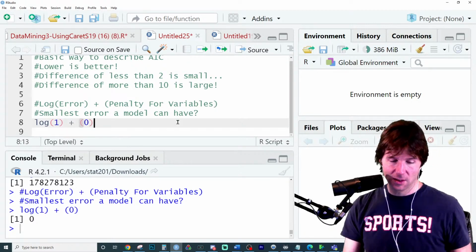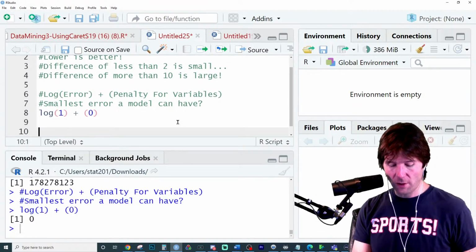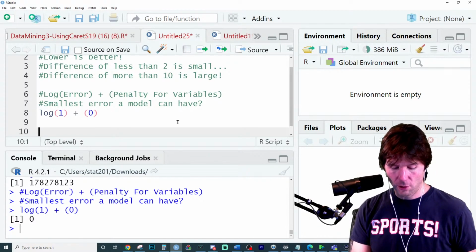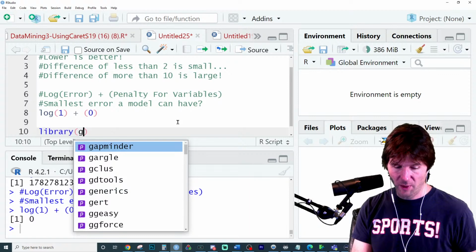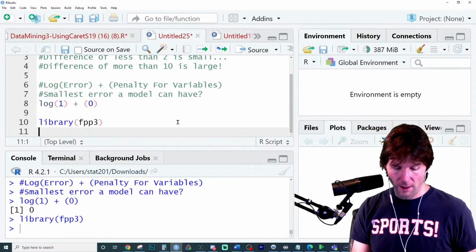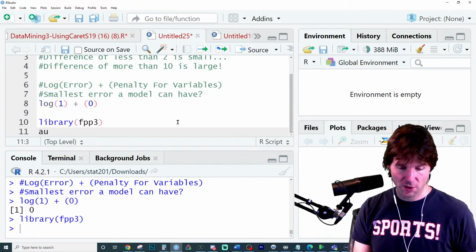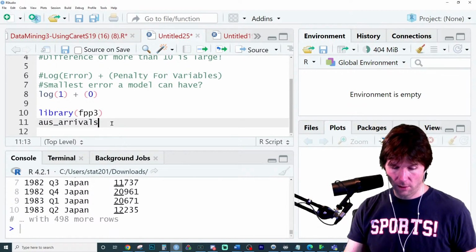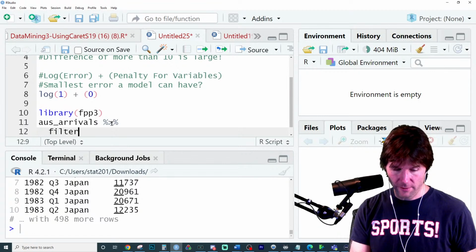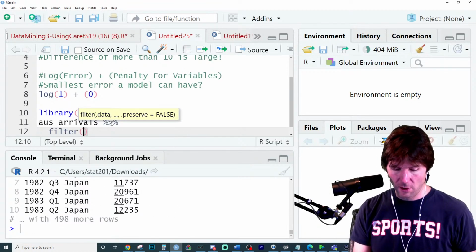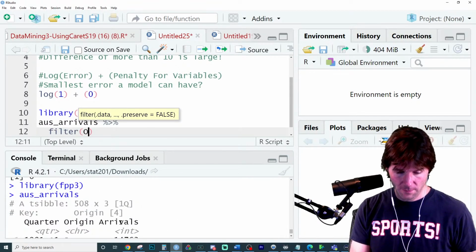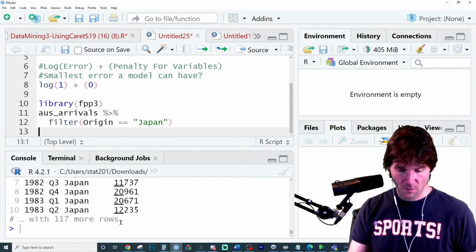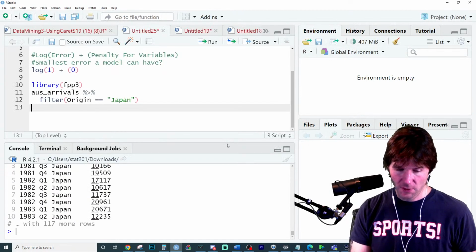So let's make some AICs here. Okay, we need to make some models. So we should be able to go to library FPP3, and let's go to some arrivals. There we go. Let's filter by Japan in honor of Dr. Akaike. So origin. There we go. We've got the Japanese arrivals.